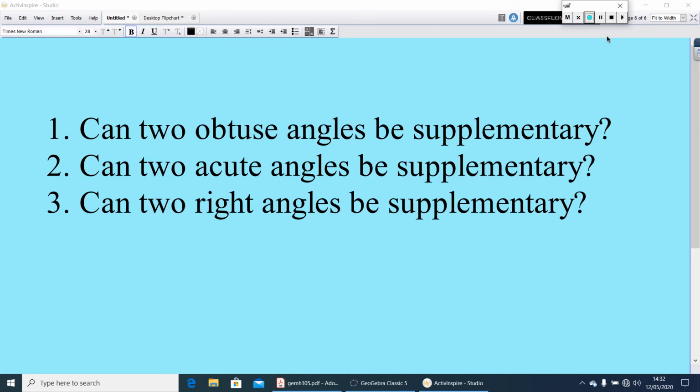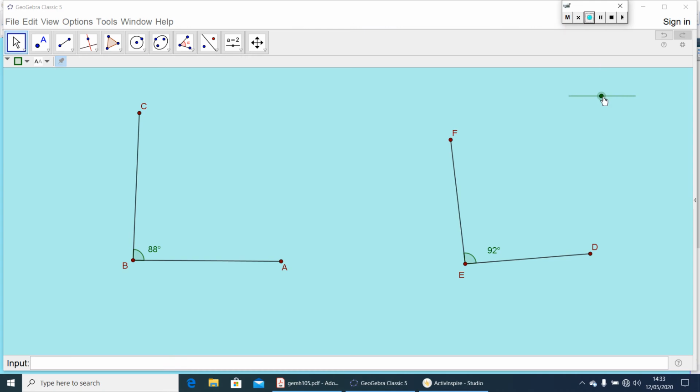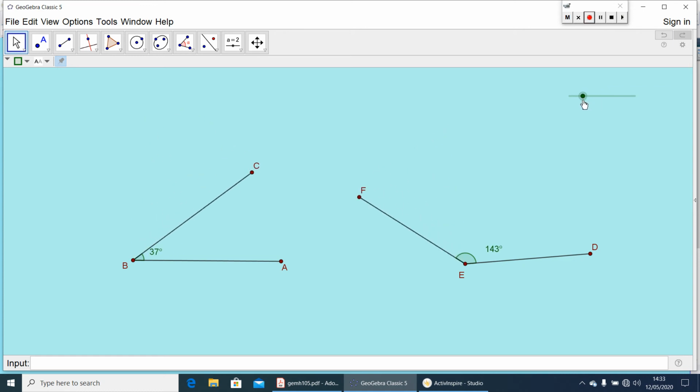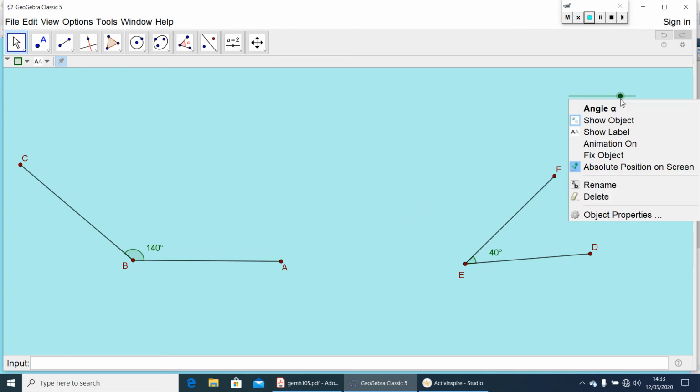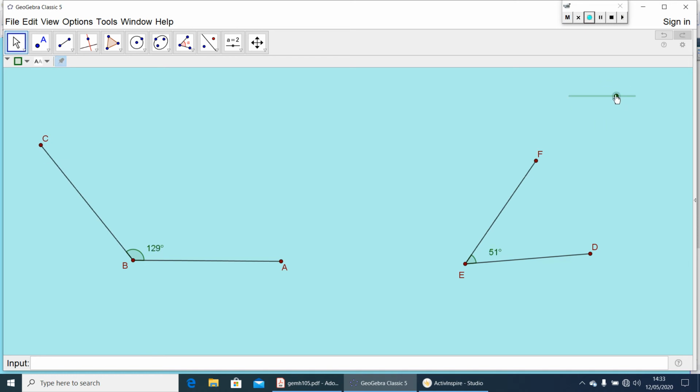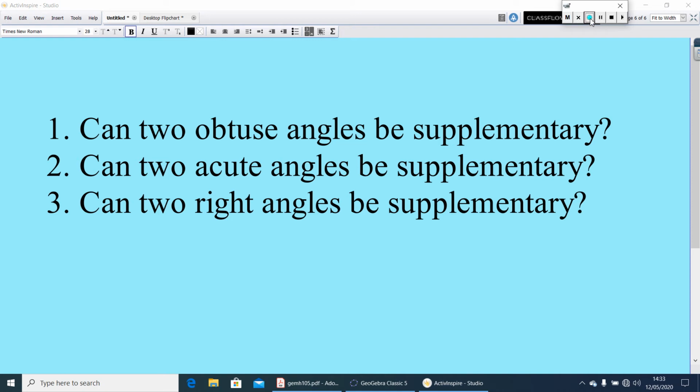Now I have three questions for you. Can two obtuse angles be supplementary? Let us check it. Here you see one is obtuse, the other automatically will be acute. If 140 is obtuse, 40 will be acute. So you cannot have two obtuse angles be supplementary.